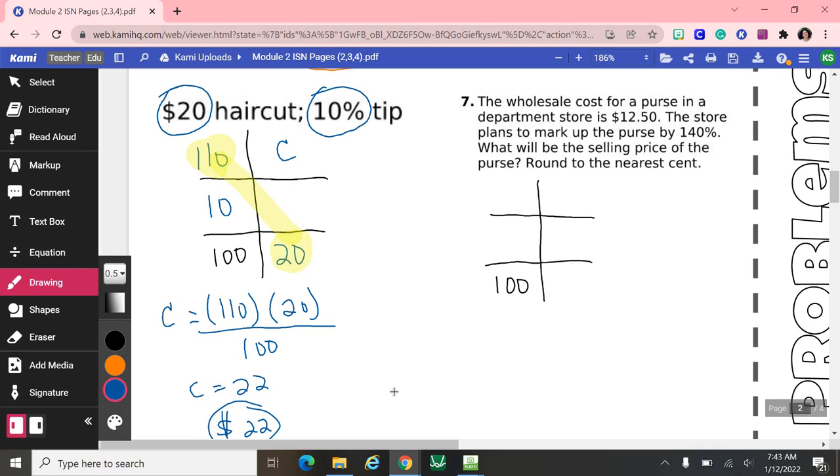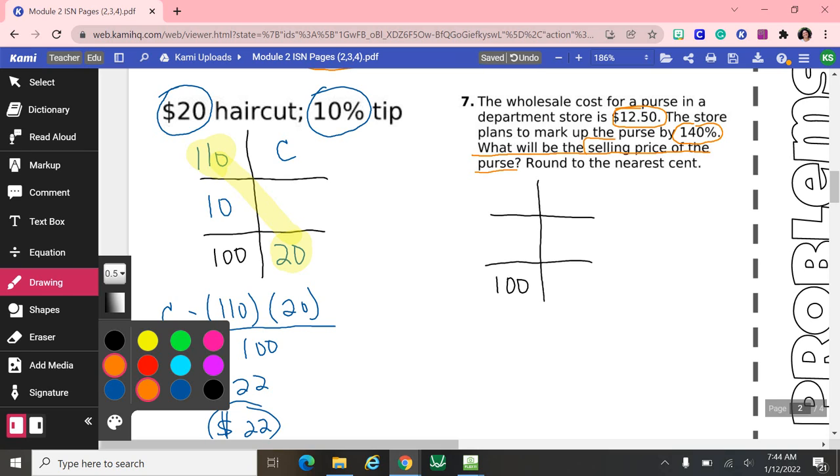Number 7, the wholesale cost for a purse in a department store is $12.50. I'm going to circle as I go. The store plans to mark up the purse by 140%. What will be the selling price of the purse? And then they say round to the nearest cent.